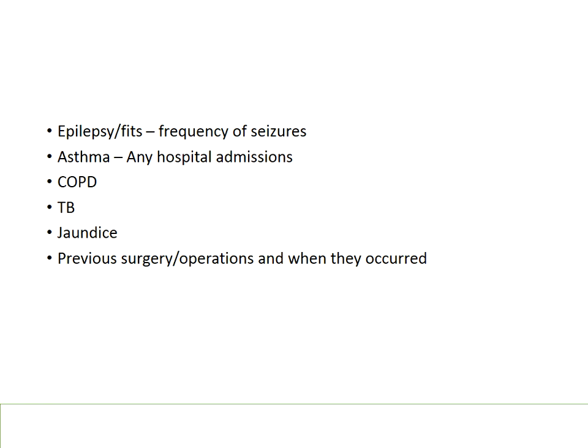And asthma, particularly with asthma, ask them if they've ever been admitted to hospital, particularly onto ITU with their asthma, and if so, do they carry an oxygen alert card? We also want to know about any COPD, whether they've ever had tuberculosis, jaundice, etc., and any previous surgery or operations and when they occurred.